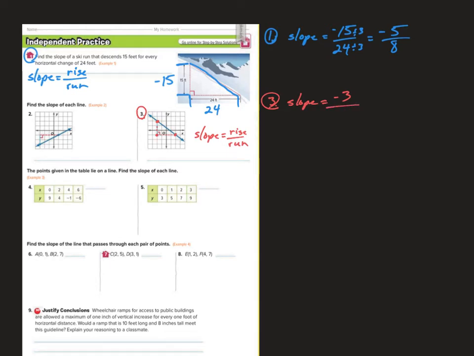And to find the run, we start at the point we just ended at and we count 1, 2, 3, 4. So we've got a run of positive 4. So our slope for number 3 is negative 3 over 4. And again, the reason that it's negative is because it's sloping downward.